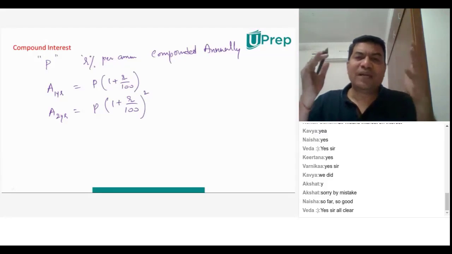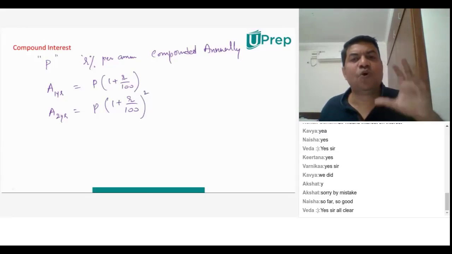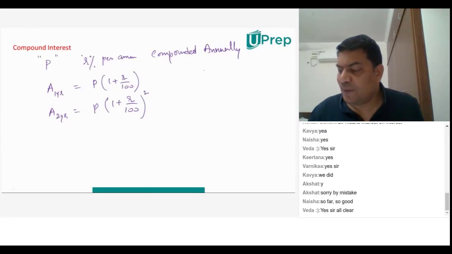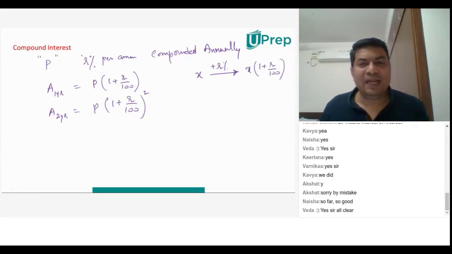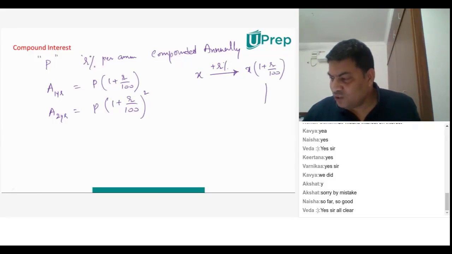But if you actually look at the logic behind this, this is no different from what we did in our previous class. If X increases by R%, we learned X becomes X into 1 plus R by 100. Now, when this value once again increases by R%, it becomes X into 1 plus R by 100 whole square.